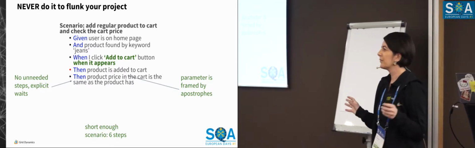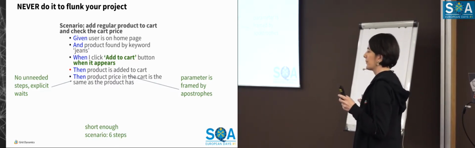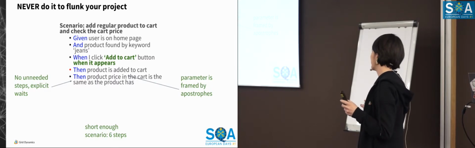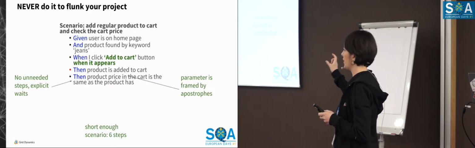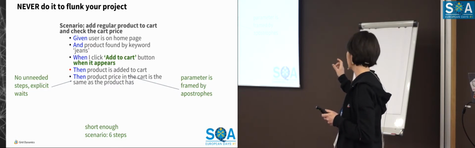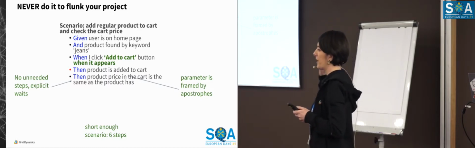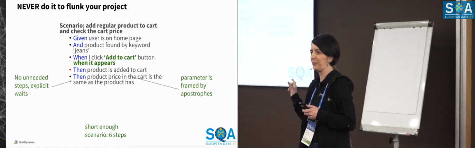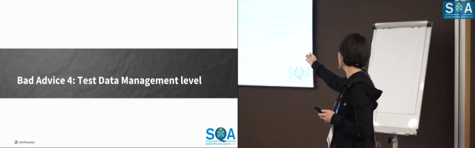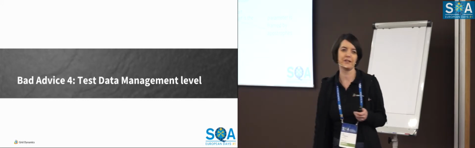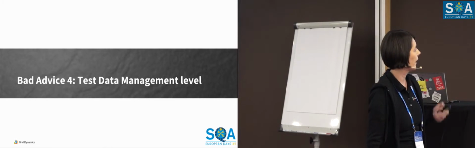So, what we should do to not flunk your project? Use the short scenarios, not long ones. If you have some parameter inside your step, mark that this is a parameter in some way, for example, with apostrophes. Don't use implicit waits and no unneeded steps, please.